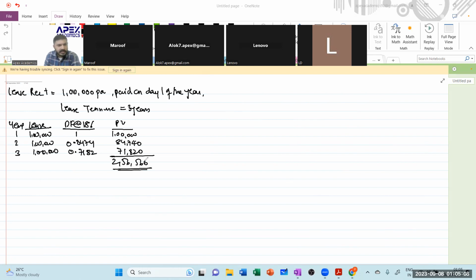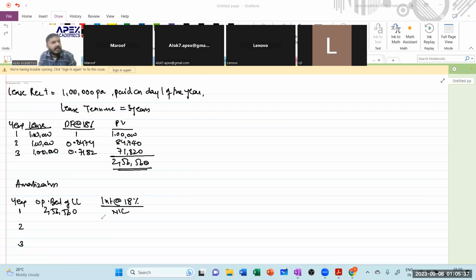Now someone will say, "Arey, this is okay, but what about amortization?" Okay, we'll talk about amortization. Year 1, year 2, year 3. Opening balance of lease liability 2,56,560. Interest at the rate of 18%: nil. Why? Because you are paying on the first day of the year. How come there will be any interest? Are you with me? Yes or no? Yes, sir. There can't be any interest. So, total lease liability.